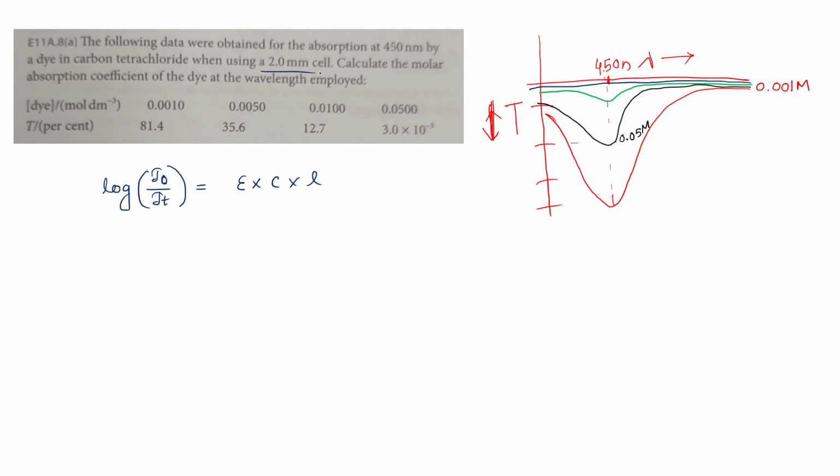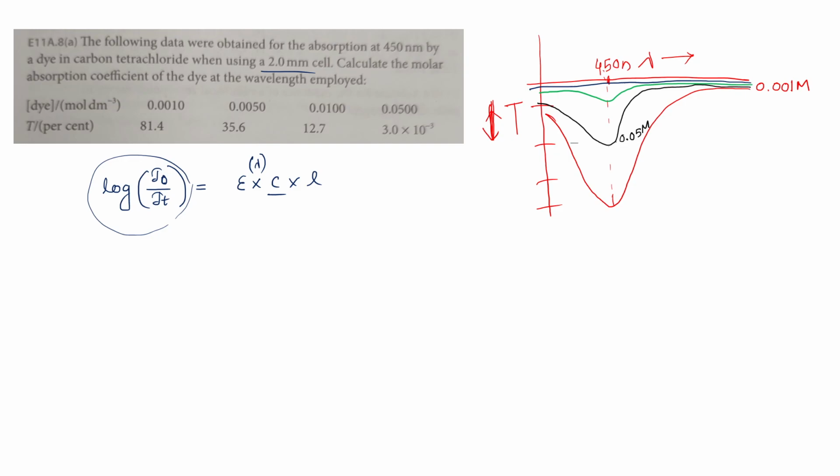Your L is fixed, your C is being varied, and as the transmittance is changing, your absorbance will also change. What will happen if you increase the concentration? Your absorbance will go high as your transmittance is going down, right? And suppose you are measuring at a particular lambda. So what do you expect at first? Should your epsilon value change?